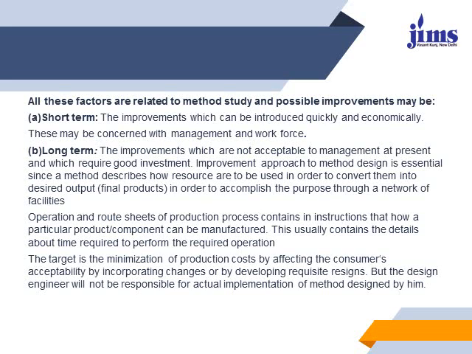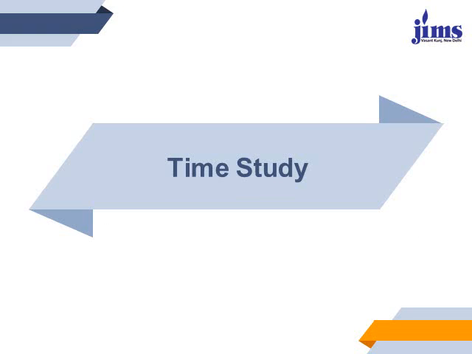The operation and route sheets of a production process contain instructions on how a particular product or component can be manufactured. This usually contains the details about the time required to perform the required operation. The target is the minimization of production costs, without affecting the consumer's acceptability, by incorporating the changes which are required, or by developing required designs. But the design engineer will not be responsible for the actual implementation of methods design.